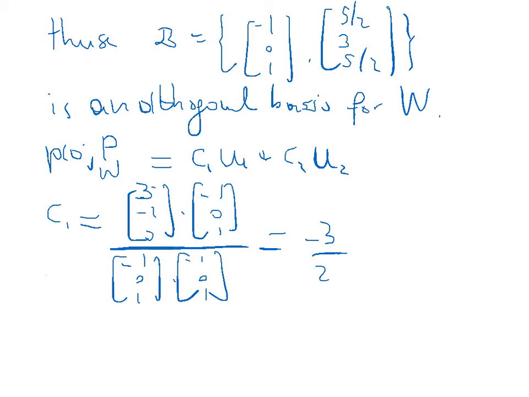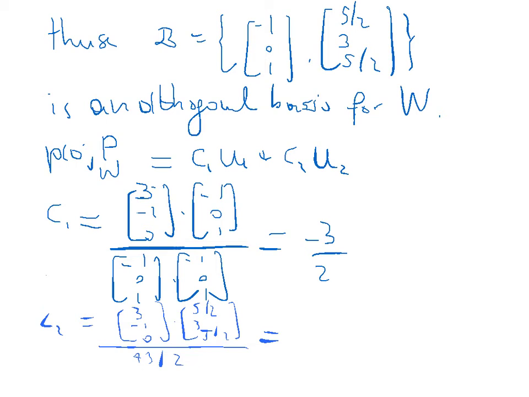And so next we calculate C2. C2 would be equal to the dot product between the point P, (3, -1, 0), with the other vector, (5/2, 3, 5/2), divided by the dot product between the vector (5/2, 3, 5/2) with itself. That turns out to be 43 divided by 2. And then when we simplify these numbers, we get 9 over 43.